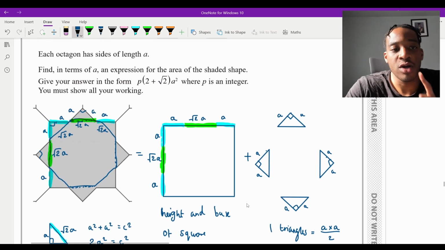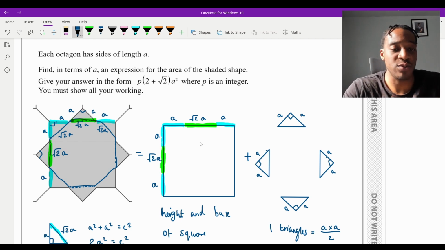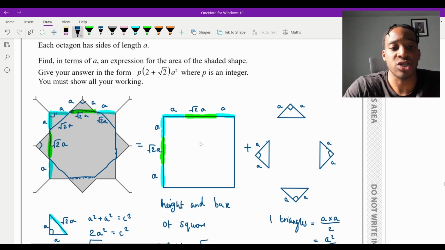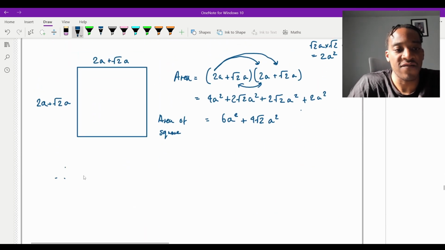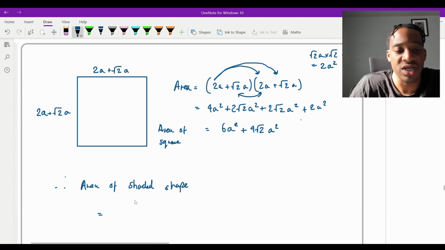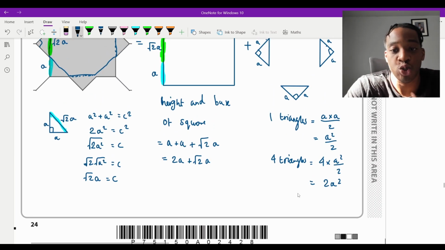Now remember what we were trying to figure out. We were trying to figure out the area of the shaded shape, which we broke down initially. We said it's going to be the area of the square, which we now have, plus the area of the 4 triangles, which we had a long time ago. So the final answer is just going to be those two areas added together. So I'm going to say, therefore, area of shaded shape is going to be equal to the area of the square, which is 6a squared plus 4 root 2a squared. And then we're going to add the area of the 4 triangles, which is 2a squared.